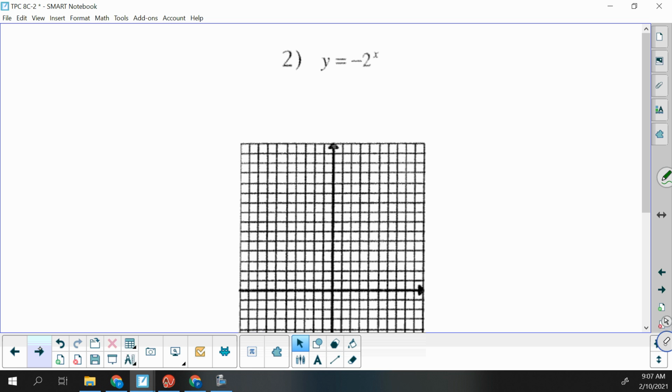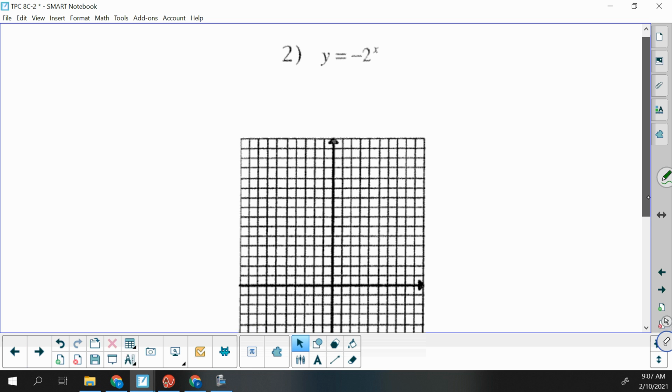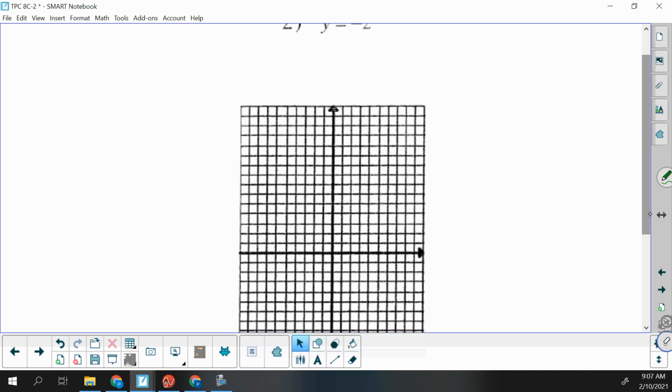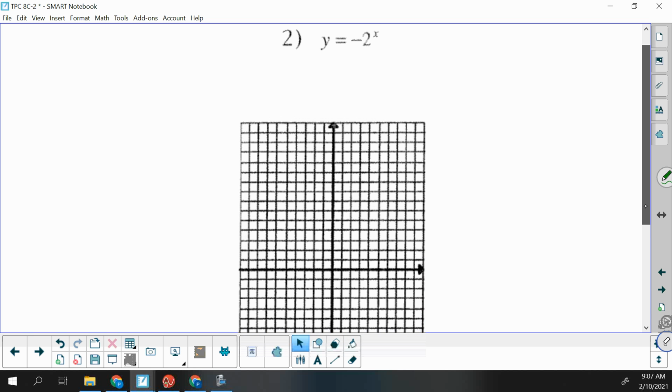So next one would be best again. Try graphing it on your own. Do your table, label everything, and then hit play just to check your graph.